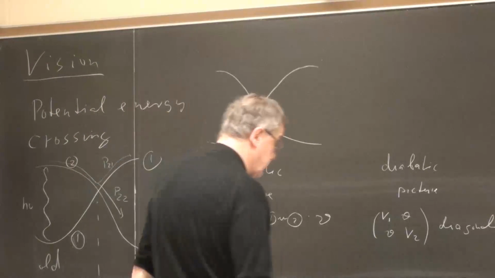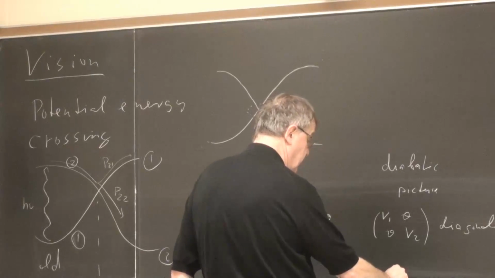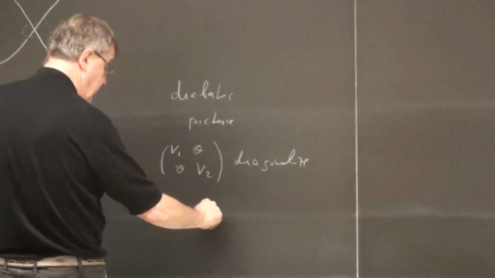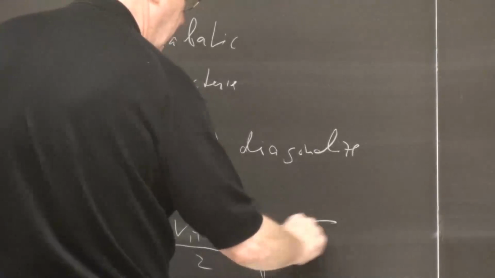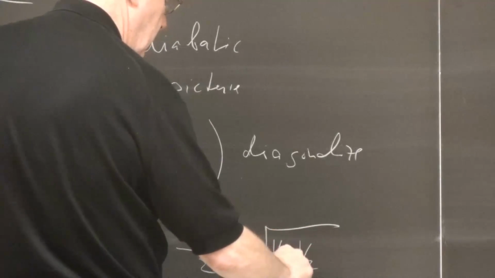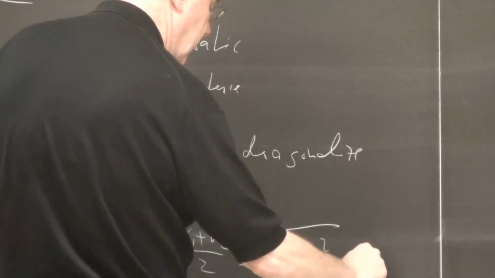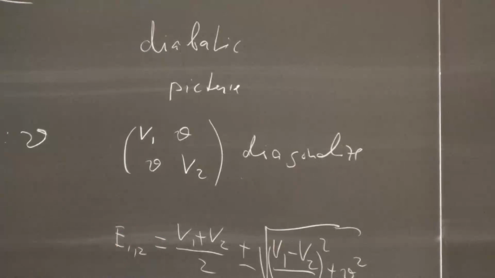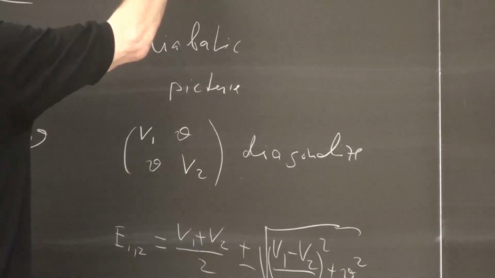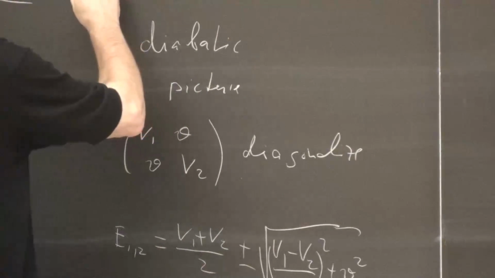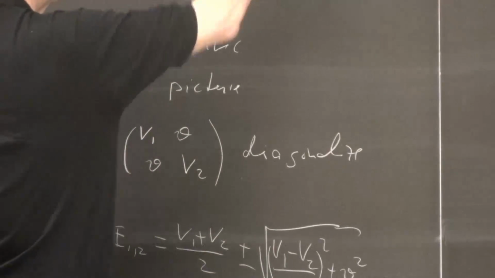Now we know what the energies are. The energies E1,2 are equal to (V1 plus V2) over 2 plus or minus the square root of ((V1 minus V2) over 2) squared plus small v squared. And so if I plot this one, maybe I draw this one quickly. That was the adiabatic picture. And now the diabatic picture is this and this.